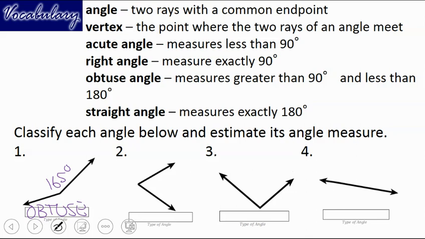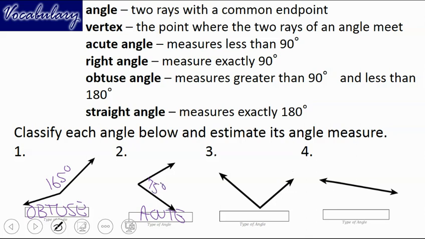Notice I use that degree symbol. When we're talking about angles, they're measured in degrees, and they have a degree symbol. That's what that little circle means after the number. So let's look at this next one, number two. That one's smaller than a right angle, so it would be acute. And we know a right angle would be 90 degrees, so this is a little less. Let's call it 75 degrees, just a guess there.